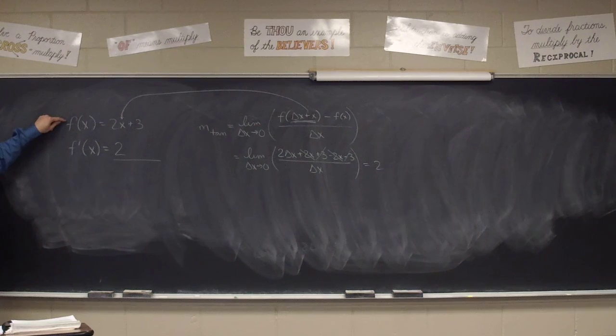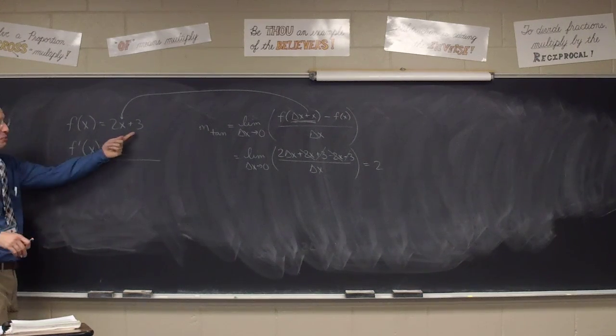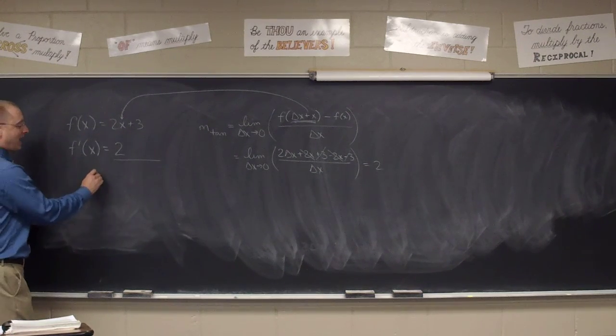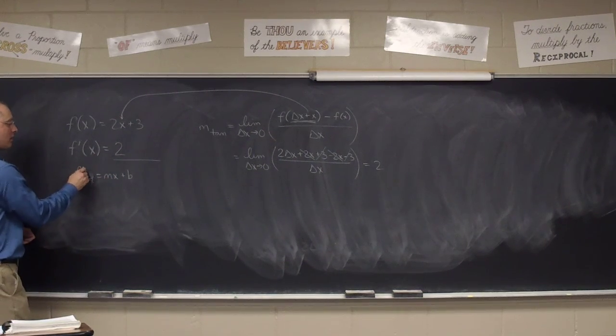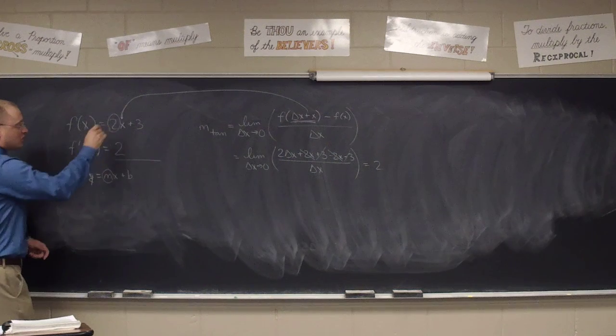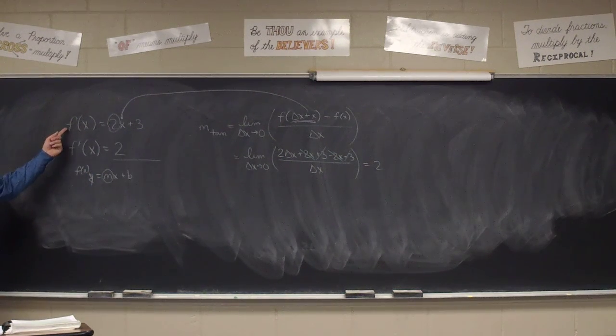Now you knew that, because this is in slope-intercept form, isn't it? Y equals mx plus b. Well, we don't say y, we say f of x. M is 2 for every point on that straight line. Of course we knew the slope was 2. But now we see it through the calculus method.